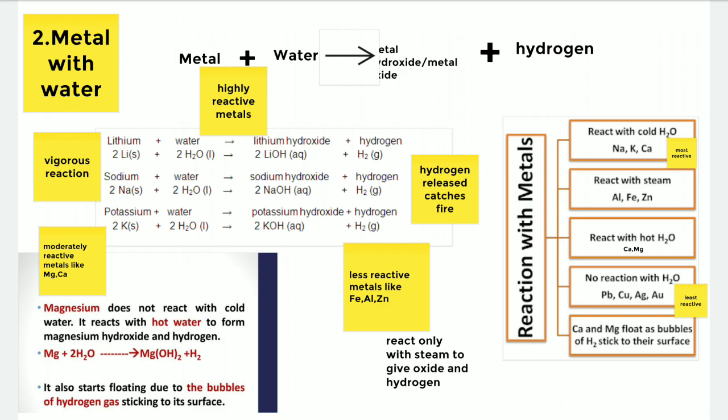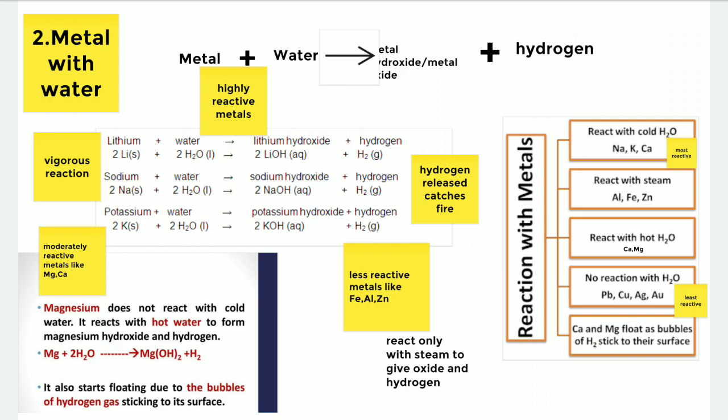Now, the less reactive metals like iron, aluminium, zinc, etc. will react only with steam. They can neither react with cold water nor with hot water. They need very high temperature. That means water should be in the form of steam. Upon reaction with steam, these metals produce the oxide of the corresponding metal and hydrogen. For example, aluminium with steam will produce aluminium oxide and hydrogen. Zinc with steam will produce zinc oxide and hydrogen.